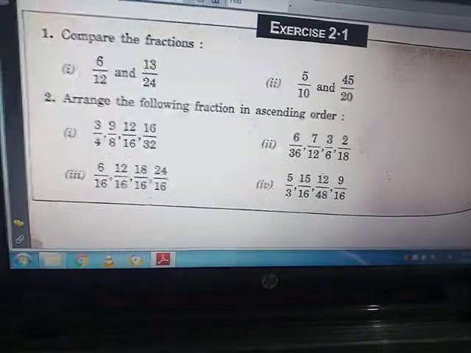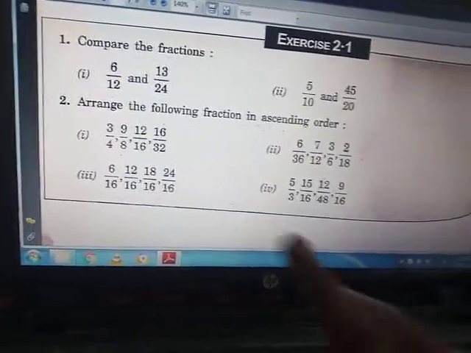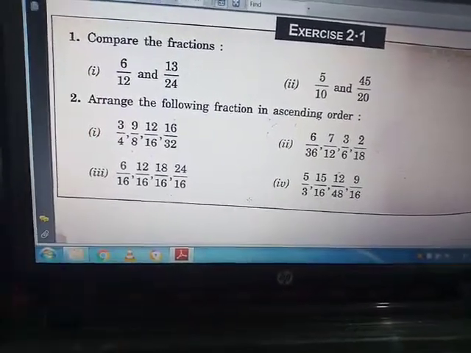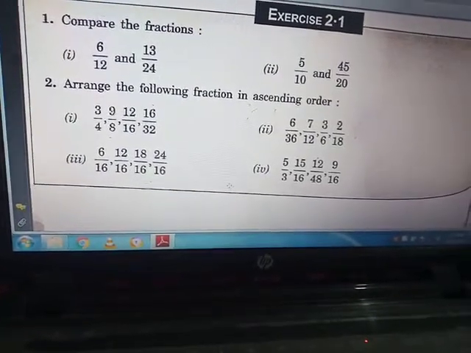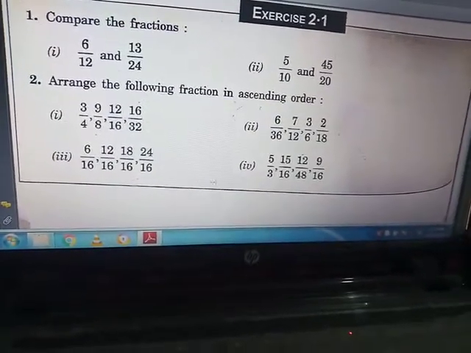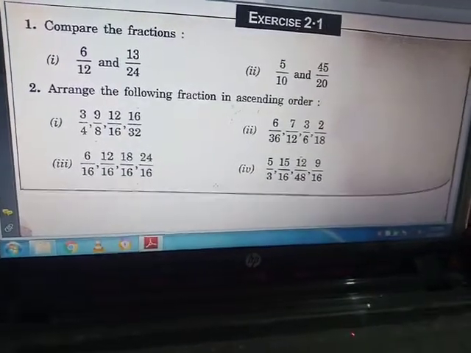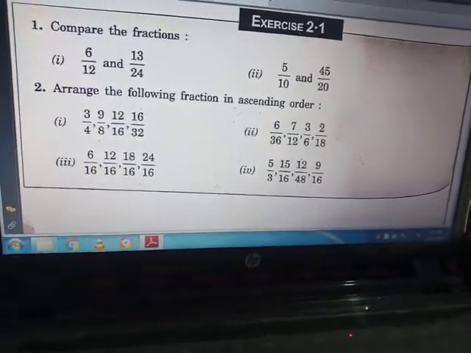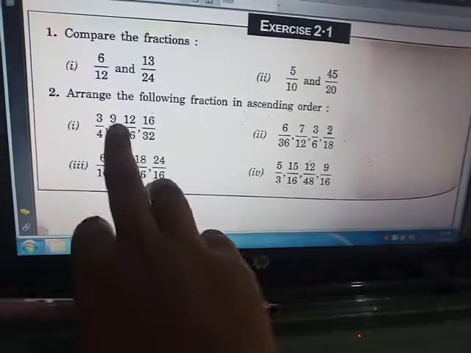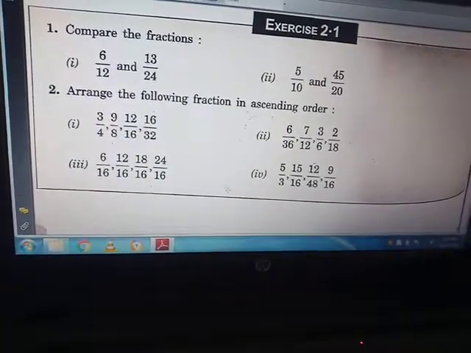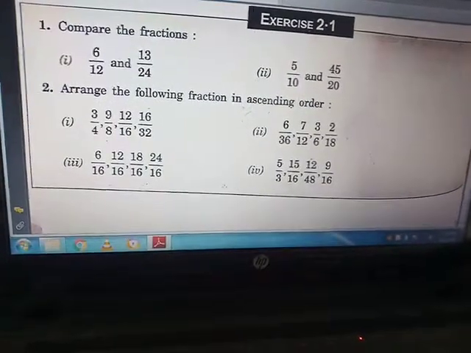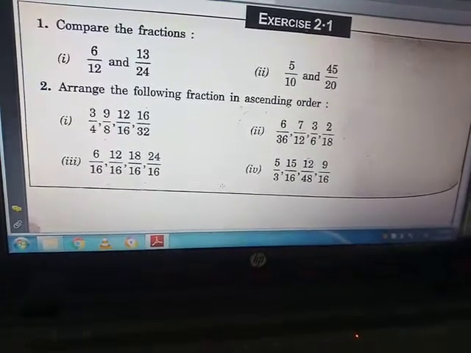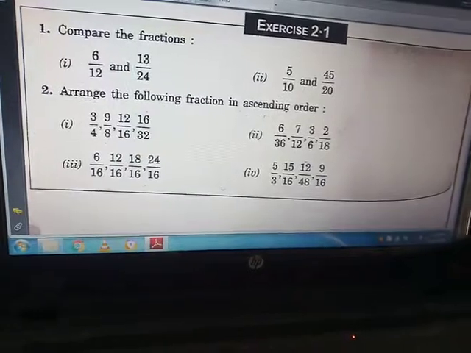Okay, so through example we have solved this first part of question 1, and your question number 2 is: arrange the following fractions in ascending order. So we are going to do this question first to explain how this occurs, how we can put any fraction in the form of ascending and descending order.